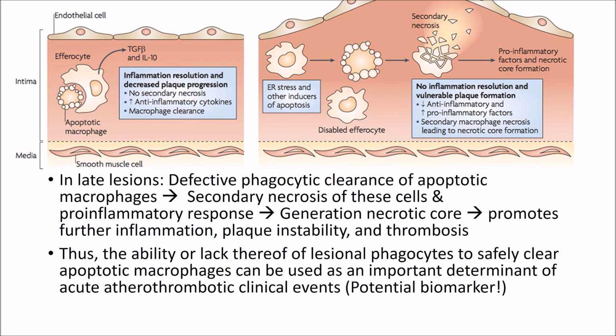Looking closer at the pictorial view, we realize that in early atherosclerosis, the macrophages are able to remove the defective apoptotic cells, but in late atherosclerosis, macrophages are defective, and this can lead to the formation of a necrotic core.